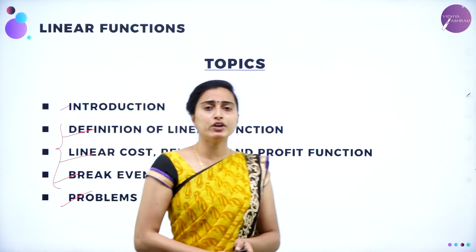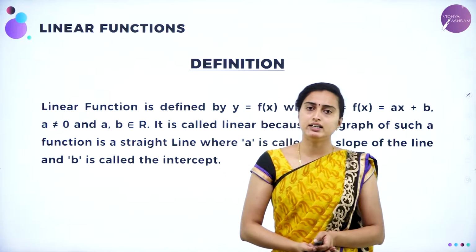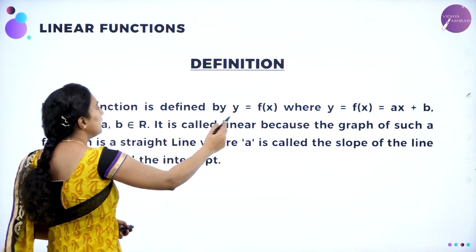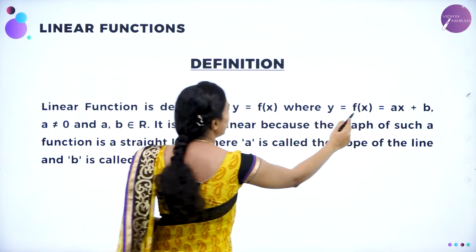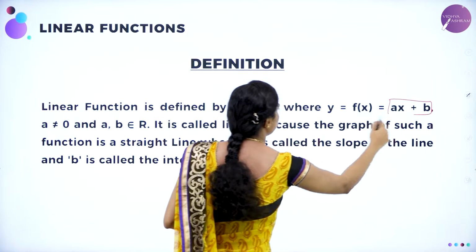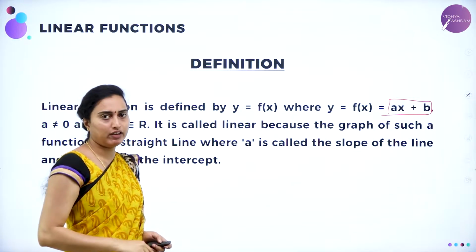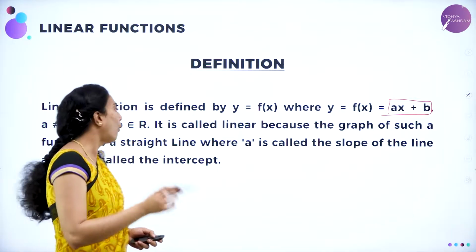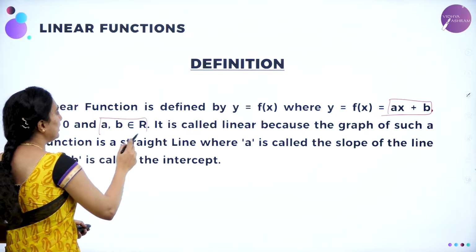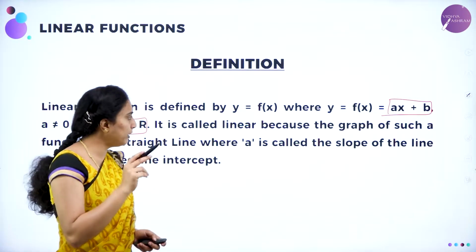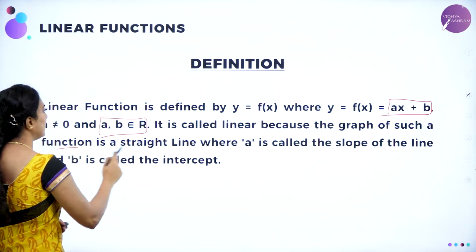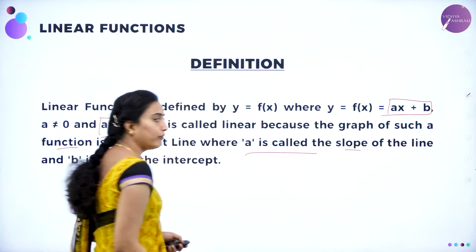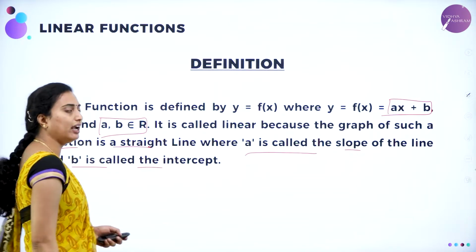Now, we'll be moving on to what you mean by the linear function. Here, a linear function is defined by y is equal to f of x, which is ax plus b, where x is one variable and a and b are constants, and a should not be equal to 0, where a and b belong to the real numbers. It is called linear because the graph of such a function is a straight line, where a is called the slope of the line and b is called the intercept.